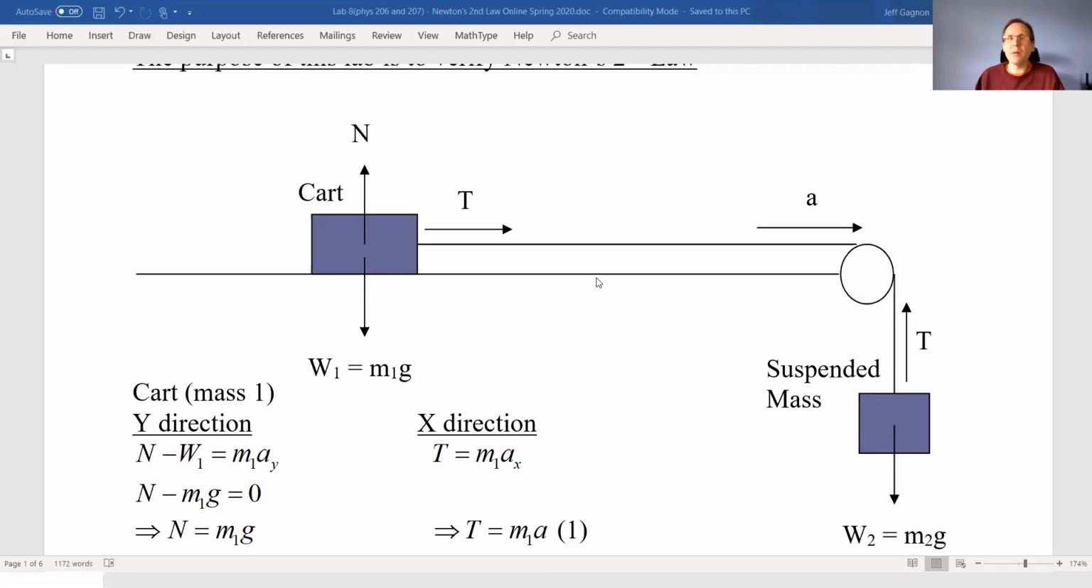And that's why we were able to say that the tension here, that's pulling on the cart, is the same as the tension here, which is pulling on the suspended mass. So that's why I was able to say that these T's are exactly the same, okay? If you had a heavy string or a large heavy pulley, then that wouldn't be the case. But to a really good approximation, that's the case in this lab. So I was able to use that same T in both equations. It's a subtle little fact there.